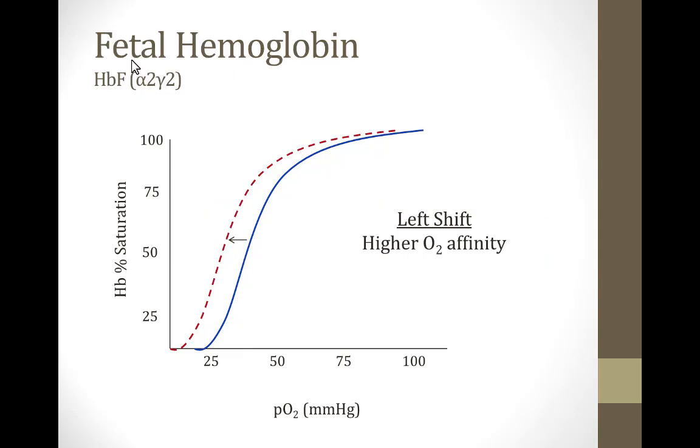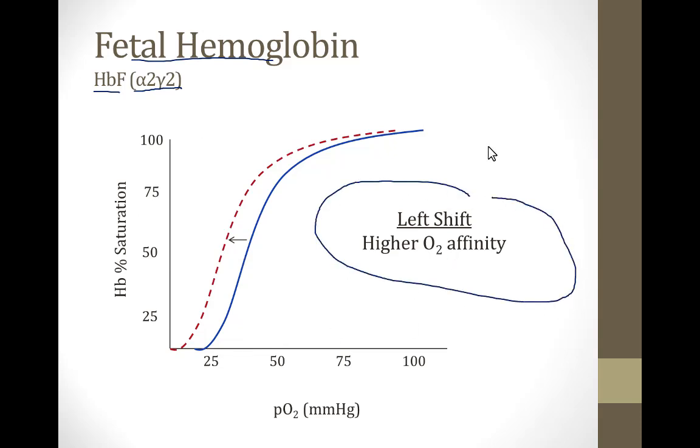Let me just mention, by the way, that fetal hemoglobin, that HbF with 2 alpha and 2 gamma chains, is shifted to the left compared to normal hemoglobin. And that means that fetal hemoglobin has a higher O2 affinity, as we discussed before.